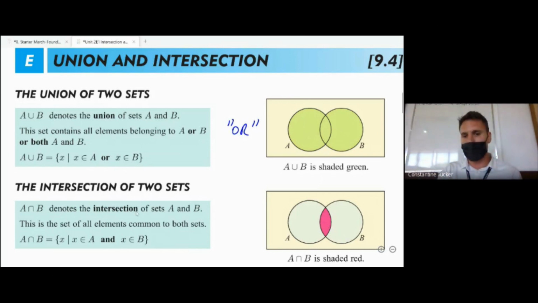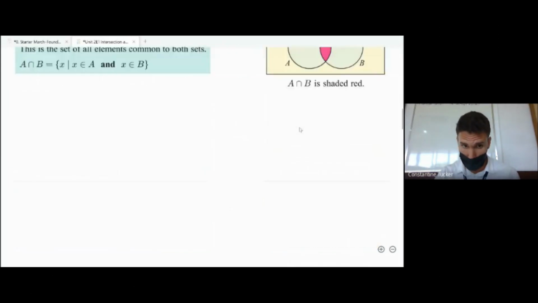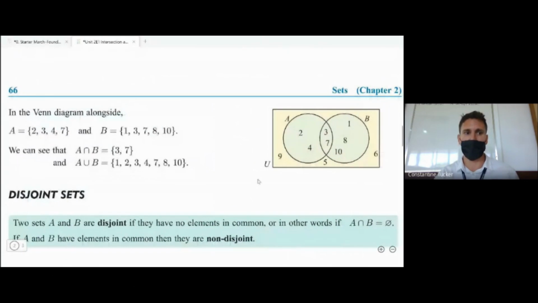So the intersection is associated with the keyword and. So when we have worded problems, keep this in mind. Anything that's got to do with and is associated with the intersection. Anything associated with or is the whole thing shaded in. So let's move on to some practical problems here.